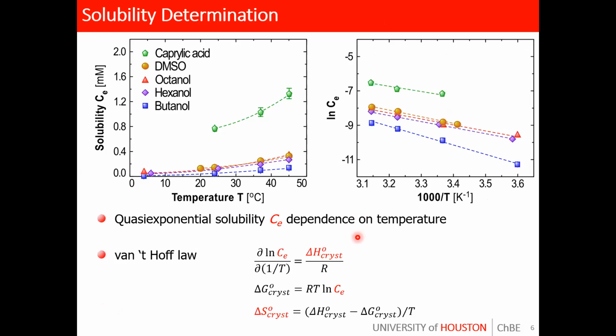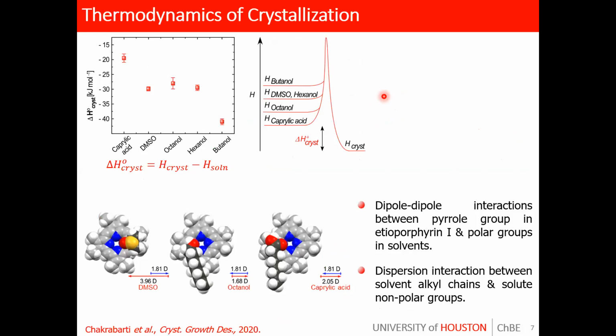So in order to determine the thermodynamic parameters, we use van 't Hoff's law, which relates the solubility variation with temperature to the enthalpy and entropy of crystallization. This is a plot of solubility variation with temperature of ethylporphyrin 1 when it's dissolved in these 5 solvents. And what we see is that it follows an exponential trend, which is quite intuitive. And this is the same plot of solubility variation with temperature. The slope of these curves gives us the enthalpy and the intercept gives us the entropy of crystallization.